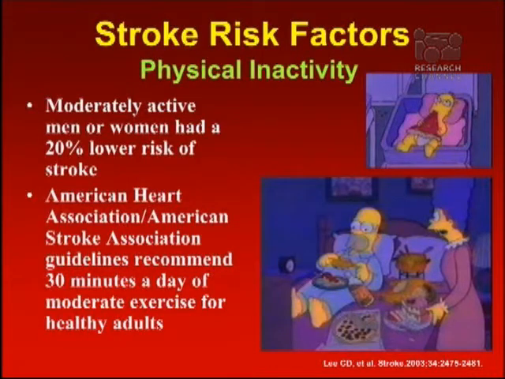How about physical inactivity? Studies have shown that moderately active men or women had a 20% lower risk of stroke, and the American Heart Association and American Stroke Association guidelines recommend 30 minutes a day of moderate exercise for healthy adults. This seems like a daunting task in such a busy society today, but if you can get in 30 minutes a day walking, that would be great. I should say that moderate exercise is defined by at least 3 miles per hour, say, walking on a treadmill or outside. This also includes swimming or biking.